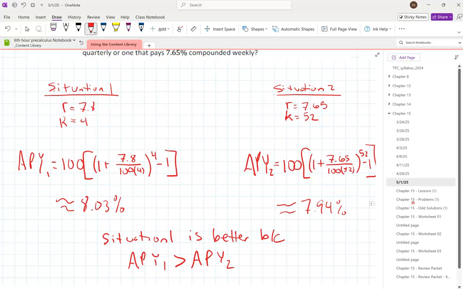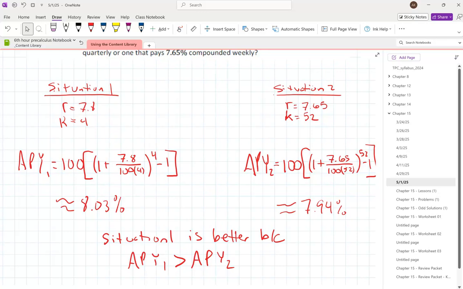Now, if this was loans, you'd want the reverse, right? So context matters on this. It's not always just whichever one is bigger is better. You've got to use your common sense. If it's money coming in to you, you want the bigger interest rate. If it's money that you have to pay back, you want the smaller interest rate. So far, so good? Okay.